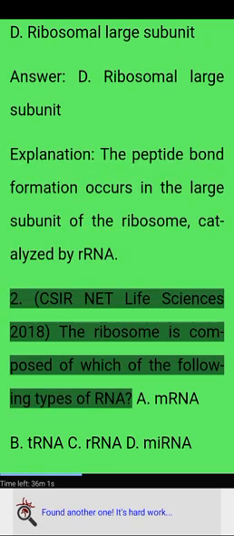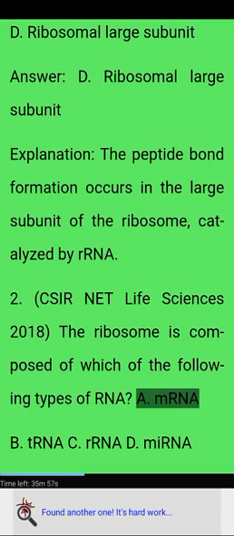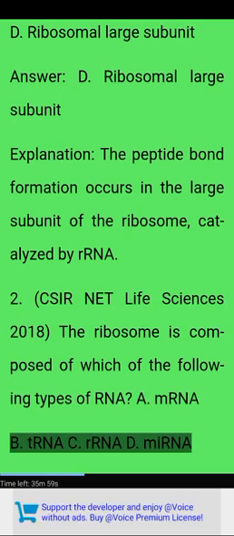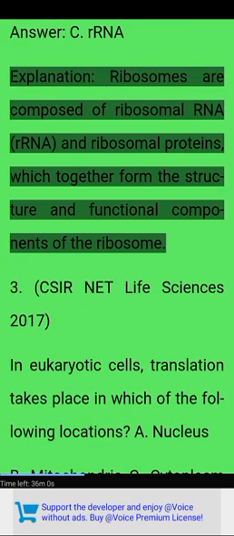2. CSIR NET Life Sciences 2018. The ribosome is composed of which of the following types of RNA? A. mRNA. B. tRNA. C. rRNA. D. snRNA. Answer: C, rRNA. Explanation: ribosomes are composed of ribosomal RNA, rRNA, and ribosomal proteins, which together form the structure and functional components of the ribosome.